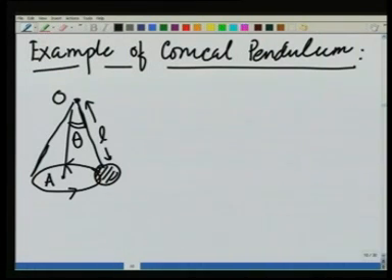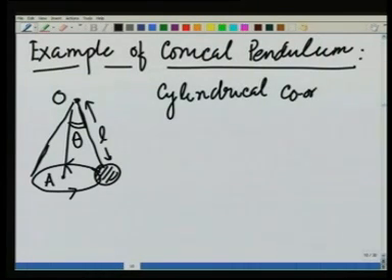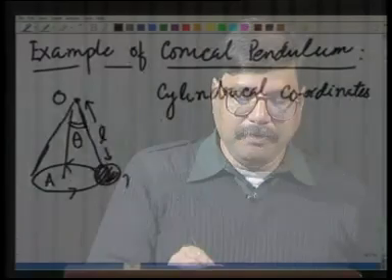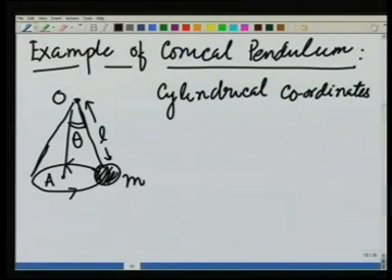Because of the symmetry of the problem, I am going to use cylindrical coordinates that we learned in our first or second lecture to describe the motion of this bob of mass m. It is moving around in a circle. Let this be the origin to start with, O. So, in the first case I take O as the origin.